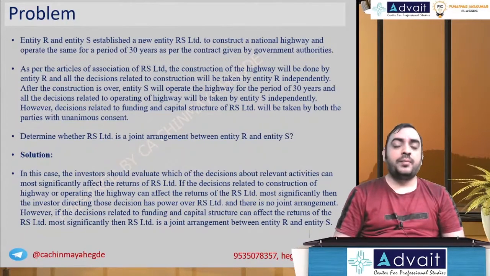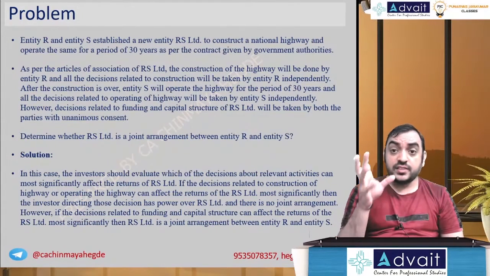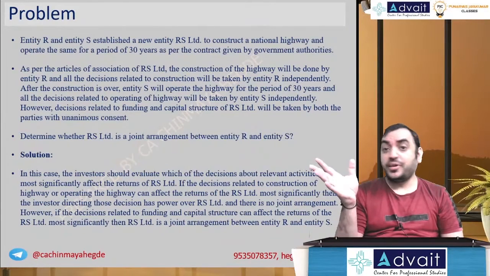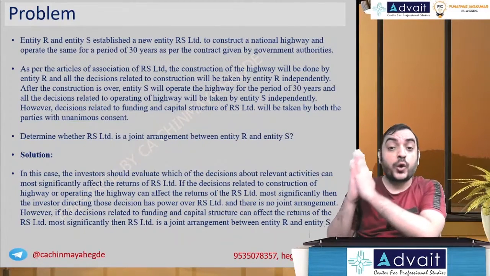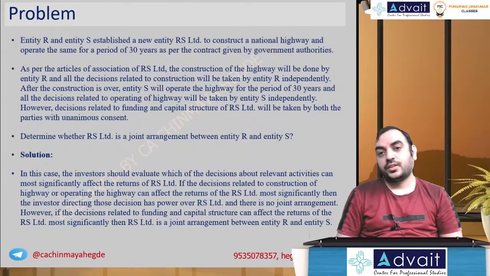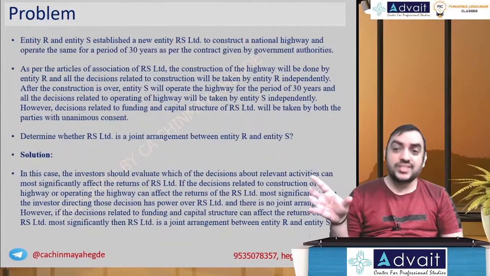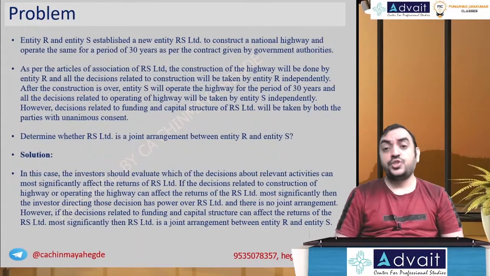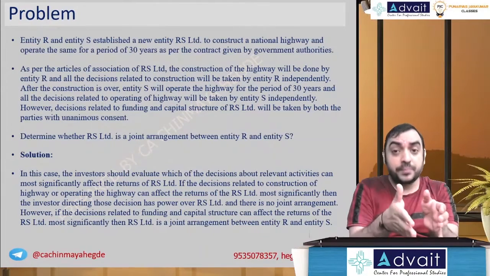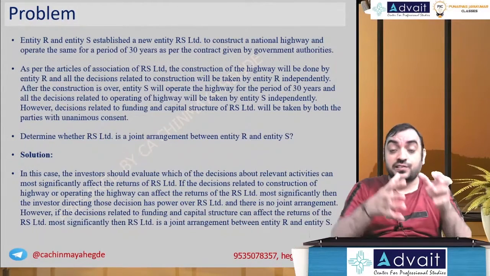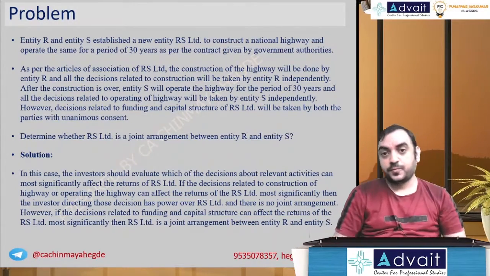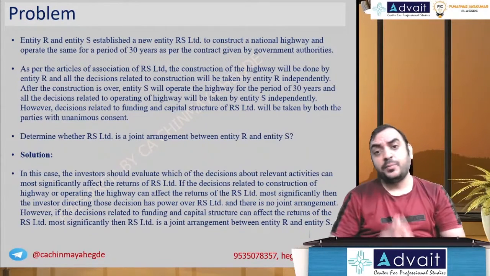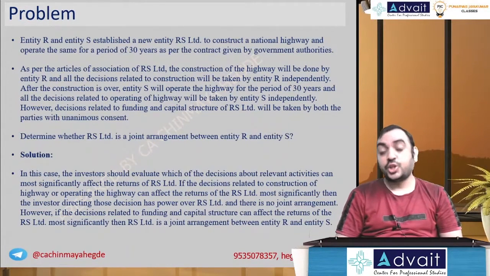What point do you need to keep in mind, my dear friends? When there is no separate entity, definitely it's a case of joint operation. Two types are there: joint operation and joint venture, that is, separate entity, joint venture. When there is no separate entity, definitely it will be a case of joint operation. Of course, there has to be joint control first of all. But if there is a separate entity, then we have to look at the purpose, the structure, the objective. There might be a joint operation, or there might be a separate entity, joint venture.